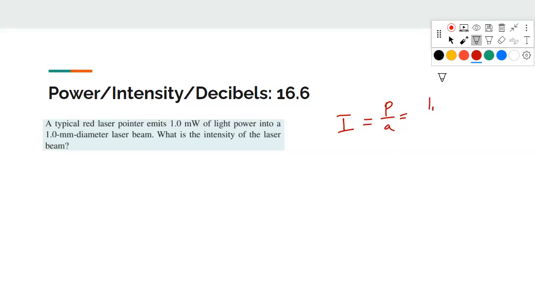So we have 1 milliwatt of power, and a 1 millimeter diameter means that we have pi times (0.5 times 10 to the minus 3 meters) squared here. And so to get the intensity, we just have to plug into a calculator. And when I do this, I get 1,300 watts per square meter.